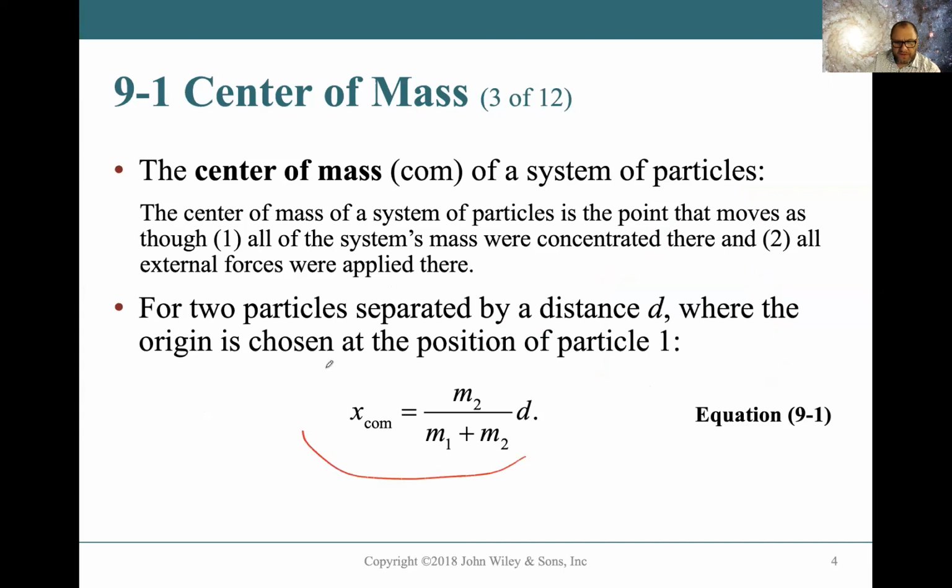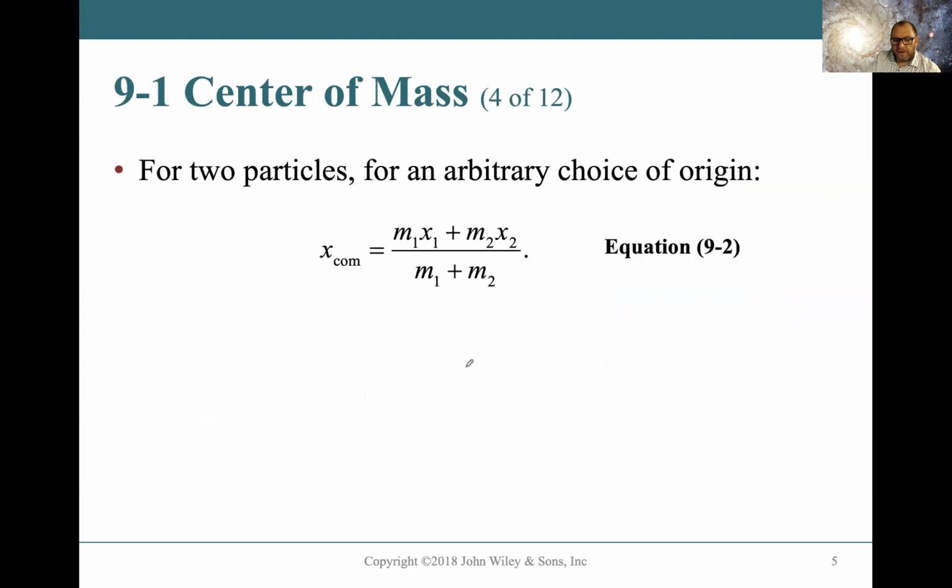We use this formula to find the center of mass of our solar system, and we mostly just care about Jupiter, and d is the distance from the Sun to Jupiter. This would tell us how far the center of mass is from the Sun. We could do this for arbitrary distances. If we didn't set the origin to be the center of the Sun, then we could use this formula, where x1 would be the distance from the center of mass to particle m1, and x2 would be the distance to particle 2.